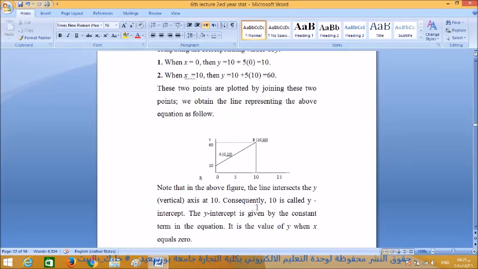So look, 10 is called the y-intercept. So A is called the y-intercept. The y-intercept is given by the constant term in the equation. It is the value of y when x equals 0, right? The value of y when x equals 0.